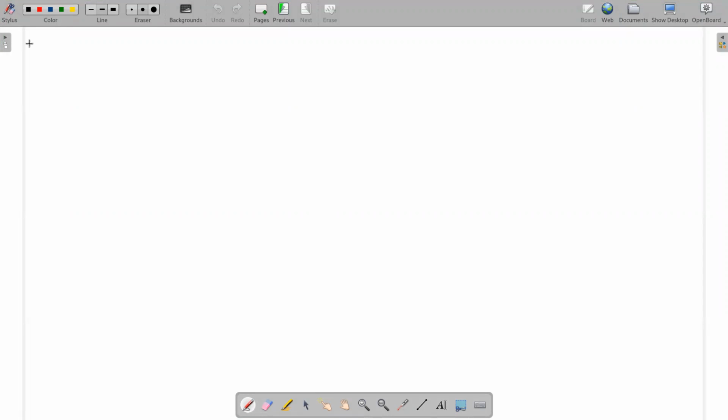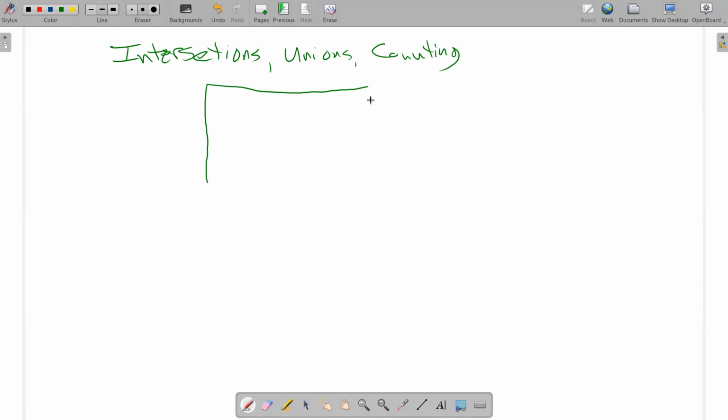So, intersections, unions, and counting. We'll use that example I had a moment ago where we were looking at whole numbers less than 10.